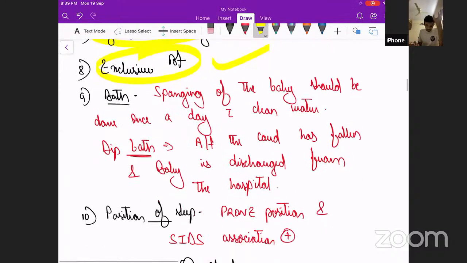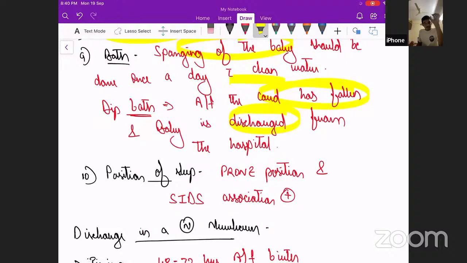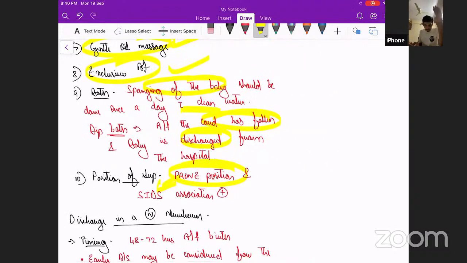Many of them will ask when to bathe the child, correct? Sponging of the baby should be done once a day with clean water. A deep bath, which most of the time parents will come and ask you about, is usually done after 1 week, that is, after the cord has fallen or the baby is discharged from the hospital. And we'll have to tell them regarding the position of sleep: better to avoid prone position because this avoids sudden infant death syndrome. So this was to do with routine newborn care.